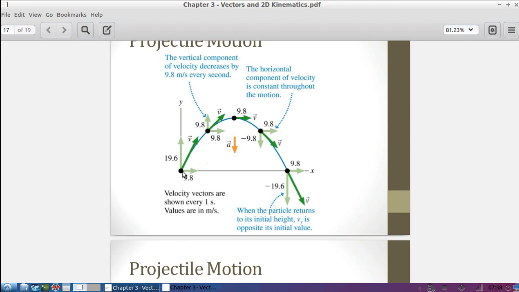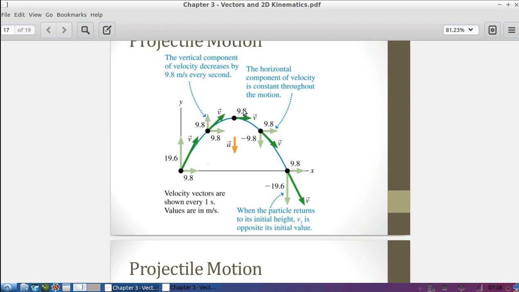See this velocity vector? I'm given a velocity vector v. It's got a y component, it's got an x component. So this x component of the velocity stays the same all the way through the motion. It's 9.8, 9.8, 9.8. But the velocity vector in the y direction starts out positive, gets smaller because we've got an acceleration in the negative y direction. So that's causing the velocity in the y direction to decrease.